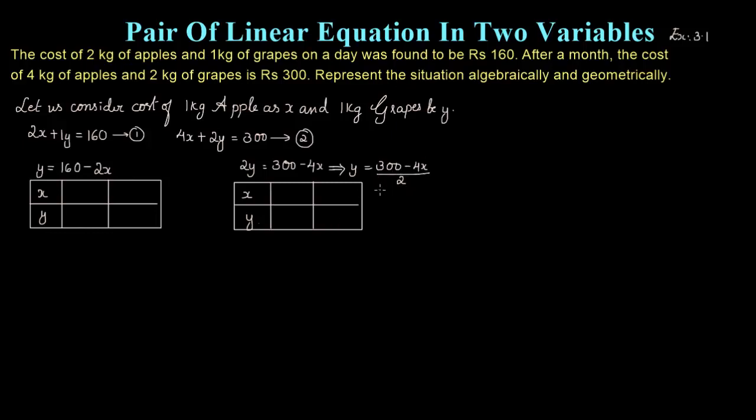Now if you observe here, this 2 is for both, right? So 300 by 2, how much are you going to get? Let me do one more step for you, for x by 2, because this 2 was for both. So it is 150 minus, 2 ones are 2, 2 twos are 4, so it is 2x. So y is equal to 150 minus 2x. This is your equation for the second one.